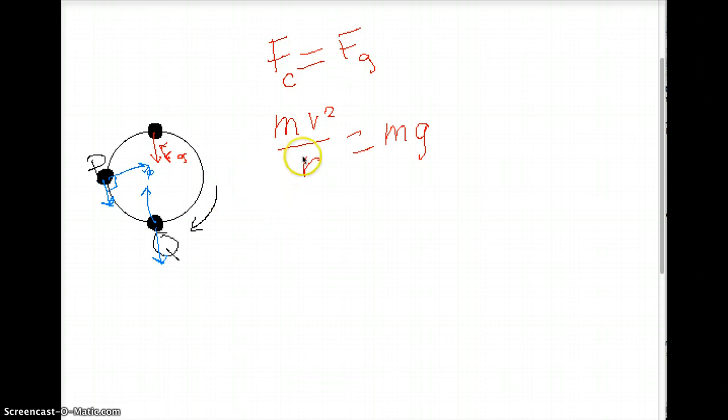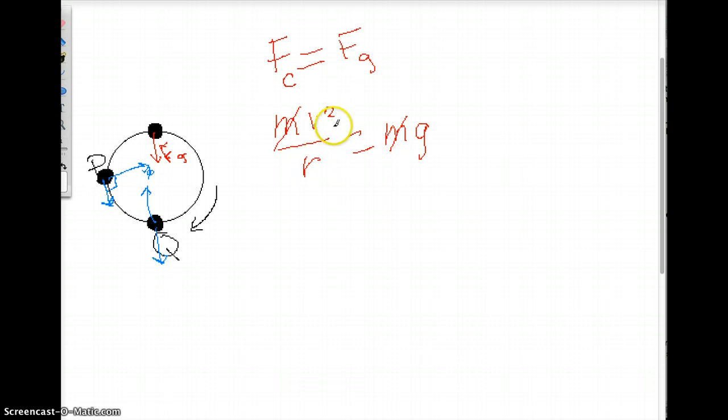Then just using algebra, we can cancel this out. So the m, we could move this around to solve for v. So the m here, we've got to ask ourselves, what is this m? It's the m of the object that's moving in a circle, and in this case it's the ball. And the m here is the mass of the object that gravity is acting on, also the ball. So these are the same m's. They can cancel out.